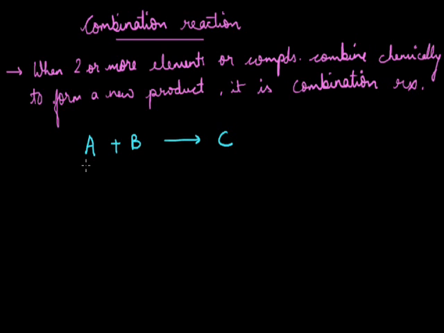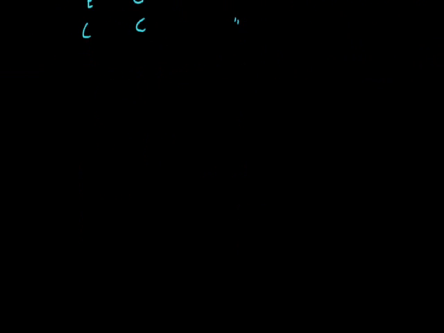It means here A and B can be elements, both of them can be elements, or they can be element and compound, or compound and compound. So these can be various types of reactants, and the product that will be formed is a compound in all the cases. Now we'll take some examples. Your first example is of the type element, where both the reactants are elements.